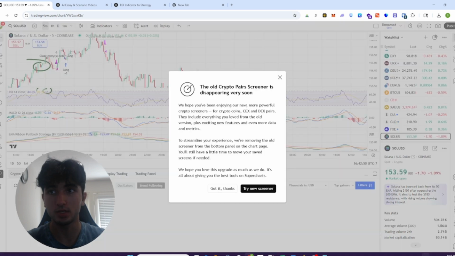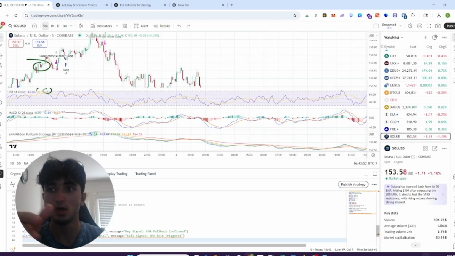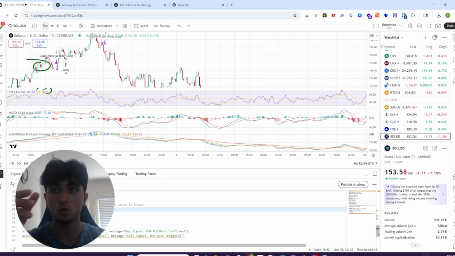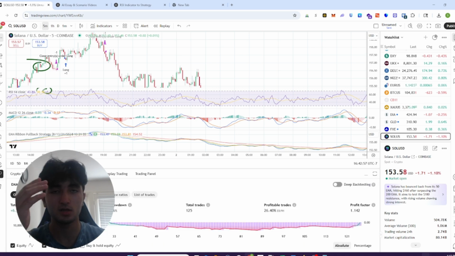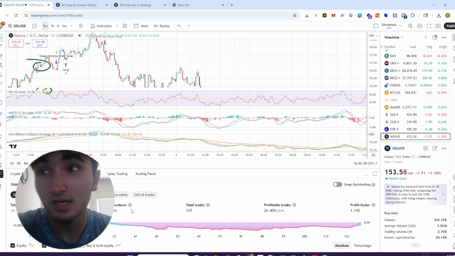As you can see, I've put it inside of our Pine editor. Of course, I'll put all this code into the Notion site down below as well. Click on that, take it. This one, personally, I wouldn't recommend it.